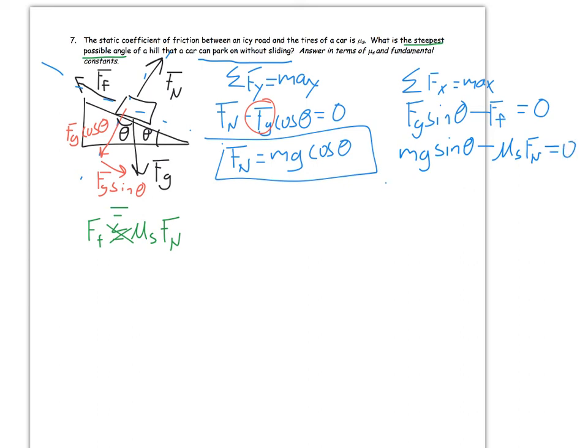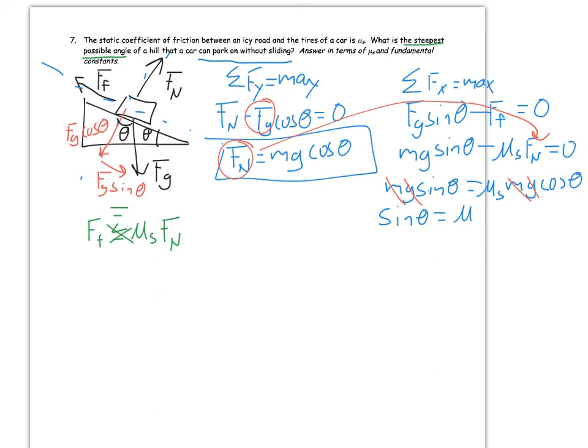And so I can say mg sine of theta is equal to mu s times my normal force, which I found over in my y, so is equal to mu s times mg cosine of theta. Both the m's and the g's divide out, and what I end up getting is that sine of theta is equal to mu s times cosine of theta.